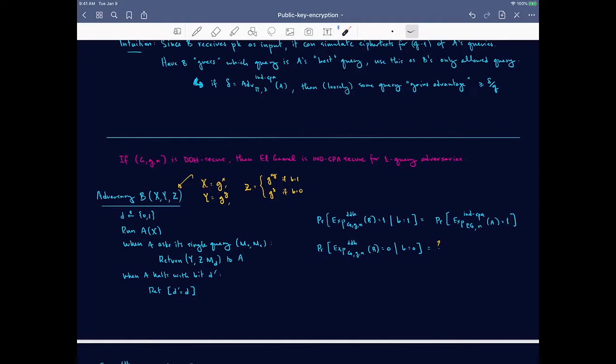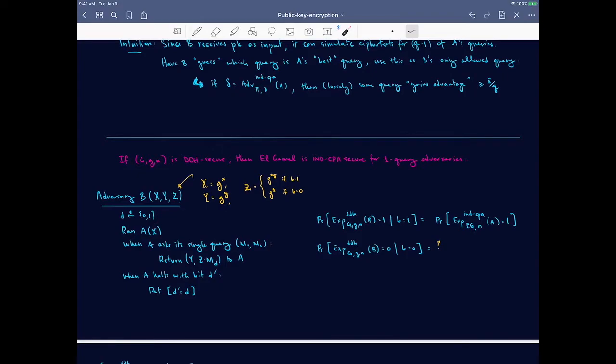So we want to prove this informal statement, that if you have a triple here of a cyclic group with a generator G and the group's order is N, if that is DDH secure, meaning the DDH problem is hard to solve for efficient adversaries, then the Elgamal encryption scheme that we just looked at is IND-CPA secure for 1 query adversaries. And again, that's all we need to show, because we can take whatever bound we prove here, multiply that by q, and that gives us the q query bound.